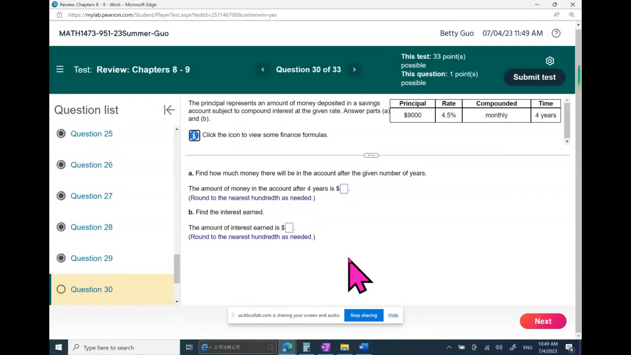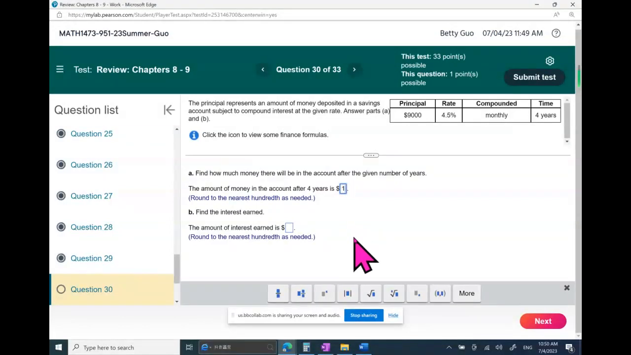We're going to multiply the principal 9,000 by a parentheses. In the parentheses, we have 1 plus the monthly interest rate, which is 0.045, 4.5% divided by 12. Close the monthly interest rate, close the compounding factor, and raise to the power of 12 times a year for 4 years, 48. Rounded to the nearest hundredth, so nearest cent, 10771.33.